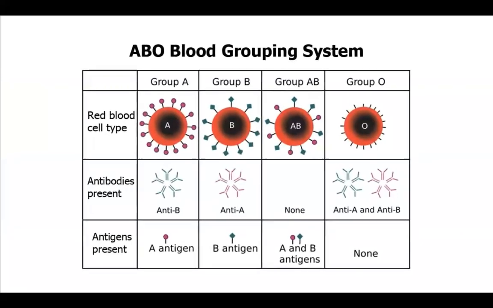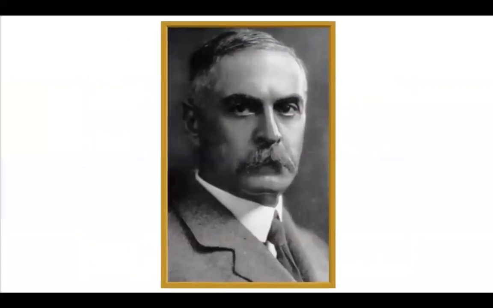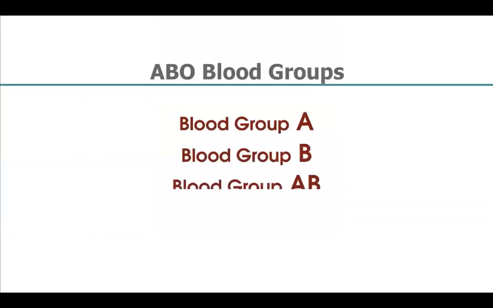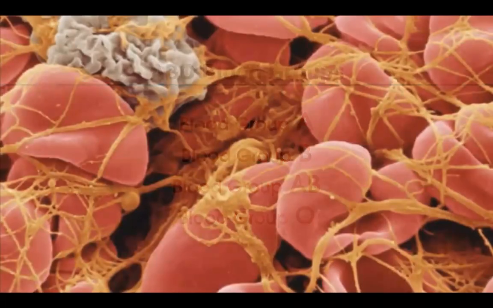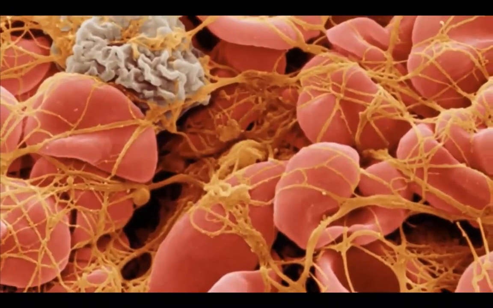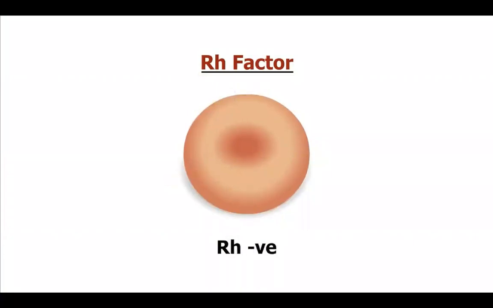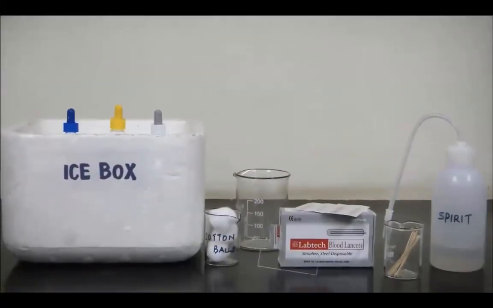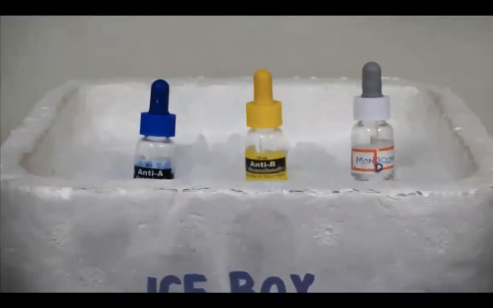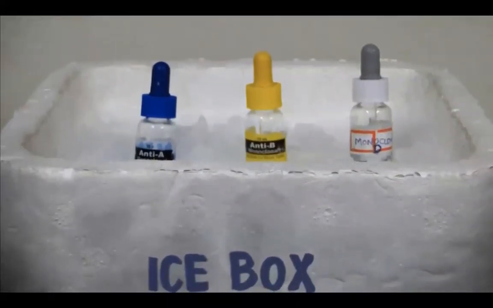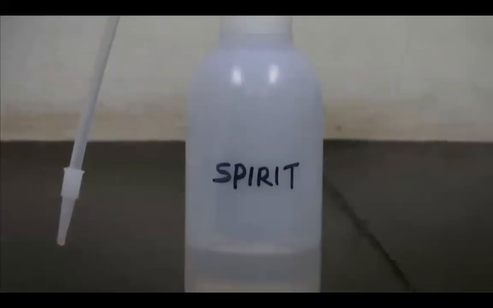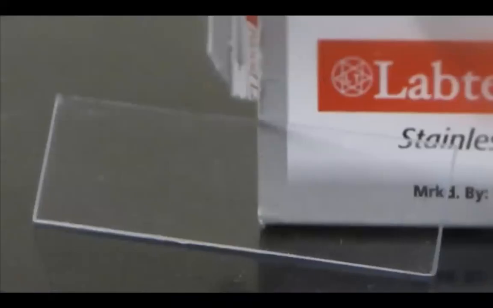According to the ABO blood grouping system discovered by Karl Landsteiner, there are 4 types of blood groups: blood group A, blood group B, blood group AB, and blood group O. Rh or rhesus factor is found on the RBC surface in most people. Like A and B, this is also an antigen, and those who have this antigen are called Rh positive. Those who lack this antigen on the surface of RBCs are called Rh negative. To conduct the experiment, we require 3 monoclonal antibodies, anti-A, anti-B, and monoclonal D, kept in an icebox. Lancets, spirit, cotton balls, toothpick, and glass slide.